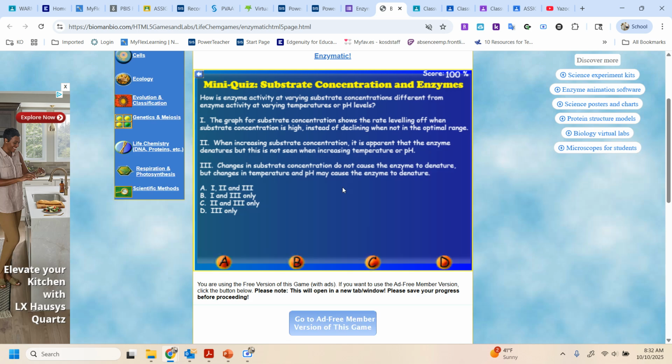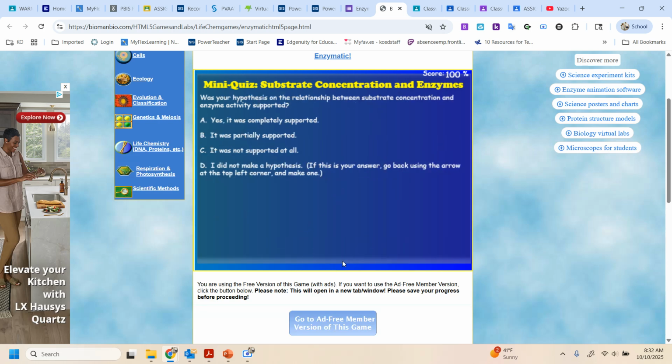So how is enzyme activity at varying substrate concentrations different than what we did with temperature and pH? The graph for substrate concentration shows the rate leveling off instead of declining. Increasing substrate concentration is apparent that the enzyme denatures. Oh, not true. We did not denature our enzyme this time. Changes in substrate concentration do not cause the enzyme to denature, but changes in temperature and pH do cause the enzyme to denature. That is true. So we're going to say 1 and 3.